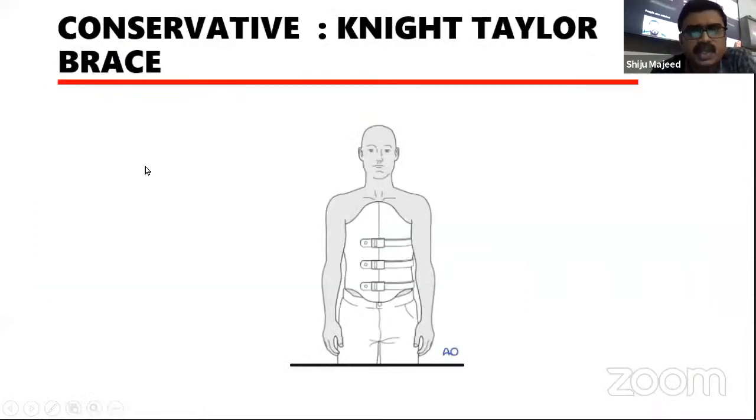Okay. So if the patient has no neural deficit, we can treat them conservatively. What we do is support the spine by giving a brace. This brace that is commonly given is known as a Knight-Taylor brace. You should know these names: Knight-Taylor brace.